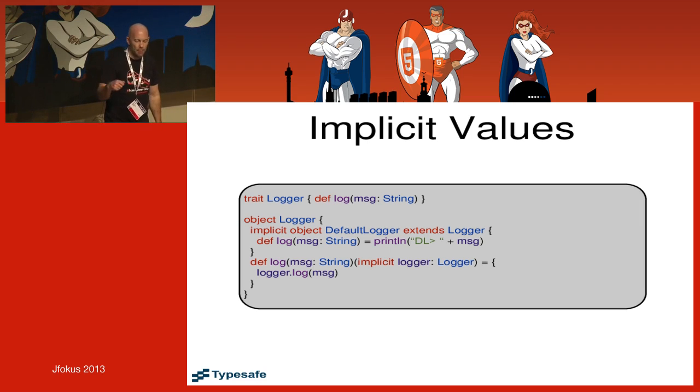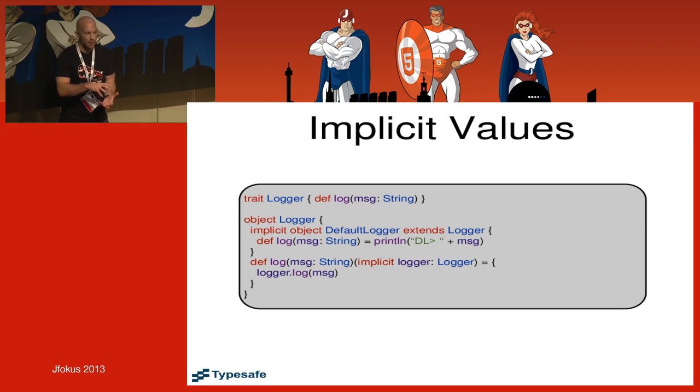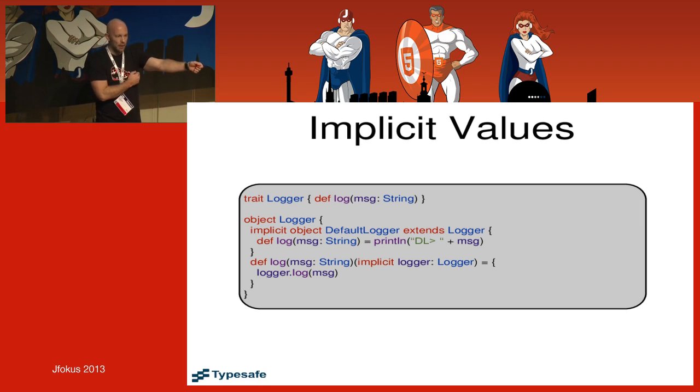Now we're providing an implicit object here called DefaultLogger, and it's extending that trait Logger. And we provide a println in this case, just "DL" and then the message. And you can also see that I'm providing, you can think of it as a static method called log that takes an implicit logger. And this is on the companion object level, and this is really good to do because it means that now the implementer of the class that's using the logger can decide to override this, right?